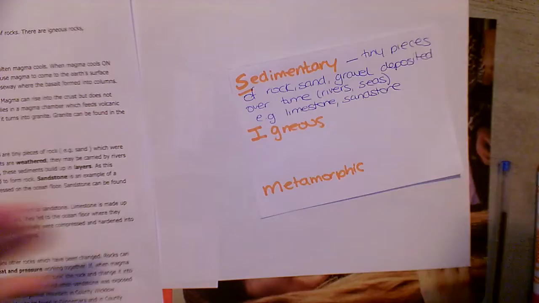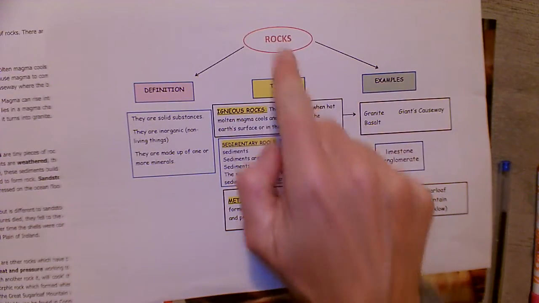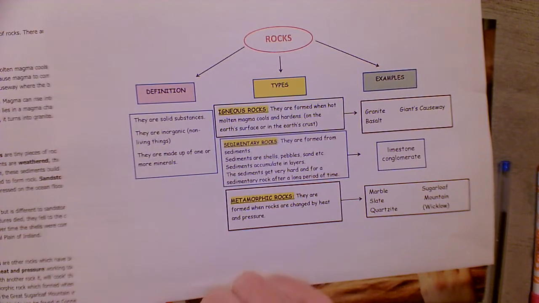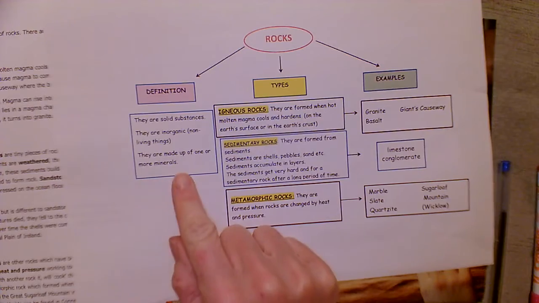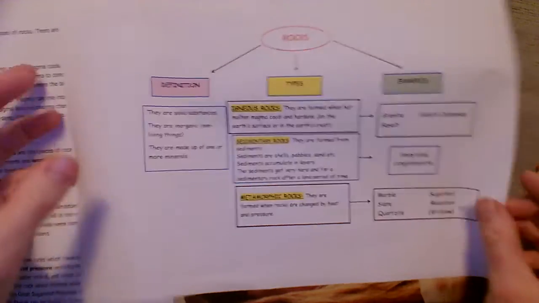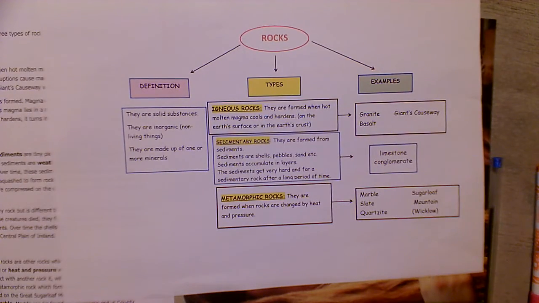I'm not going to go through making up a whole mind map, but I might do something that looks a little bit like this. I'm going to start off with my rocks. I'm going to break it up into 3 sections, and I'm going to make up nice little boxes that explain what rocks are, the 3 different types, and examples of each of them. I might stick this up beside my bed for the next night until I get all this into my head.